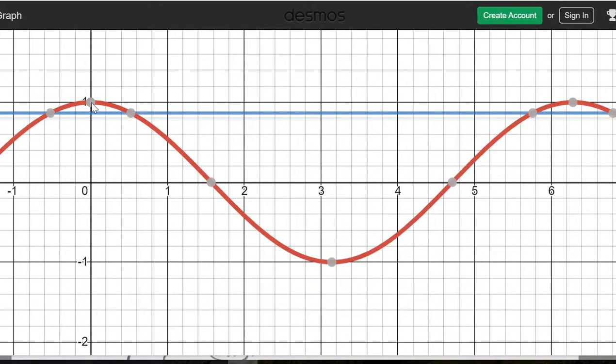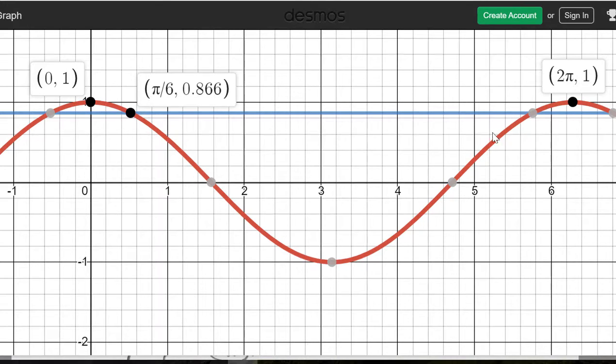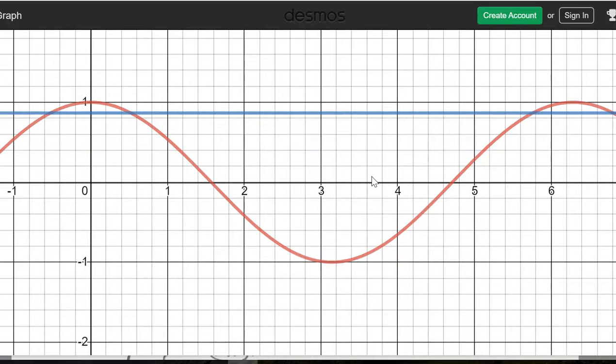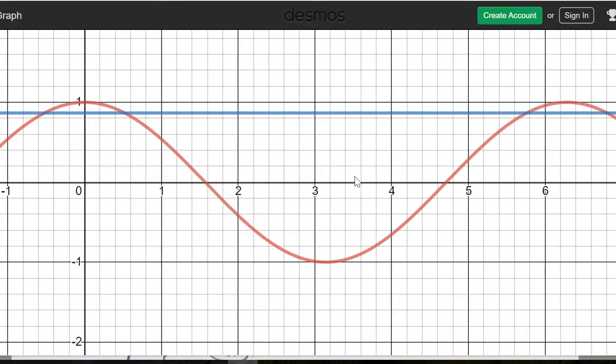So from 0 to 2 pi, it is true at pi over 6 and at 11 pi over 6. So pi over 6 and 11 pi over 6. Those are the two places it's true. And then what we do is add 2 pi times some k value, where k is an integer.